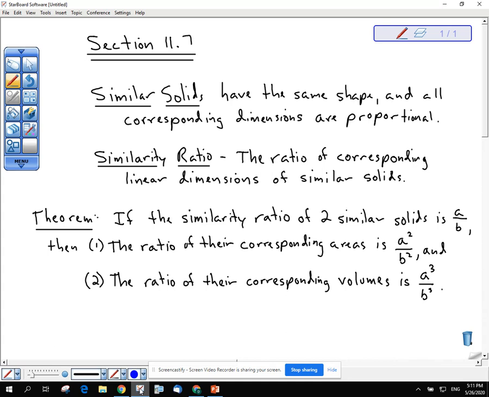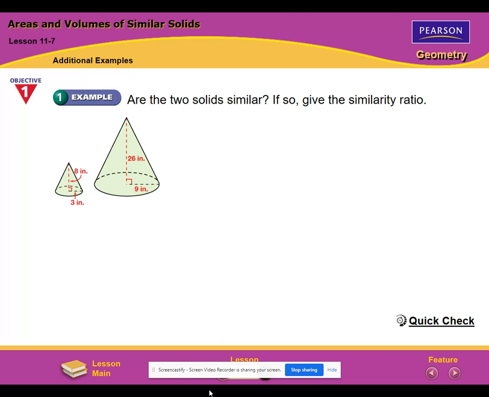Okay, so let's look at an example. This here says, are the two solids similar? If so, give the similarity ratio. Okay, now to compare that, so here's the radius of the base, here's the radius of the base of the large one. We could compare those in a fraction, it would be 3/9. That's 1/3. If I compare 8 over 26, that's not going to be 3/9. That reduces to 4/13, and that's as low as it goes. So those are not the same fractions, so the answer would be no, they are not similar.